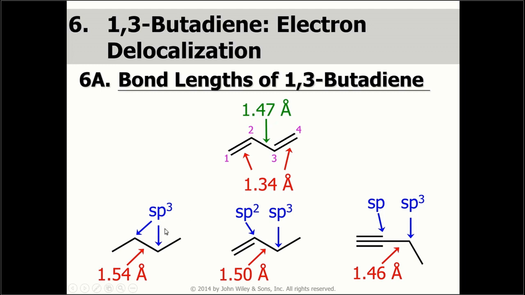So a normal sp3 hybridized carbon bond, so two sp3 hybridized carbons bonding to each other, that's 1.54 angstroms. So butane, that central bond, is 1.54 angstroms. If we make this carbon sp2 hybridized, then it goes down to 1.5 angstroms. And if we make one carbon sp hybridized, then it goes down to 1.46 angstroms. So you can see that as we add more p character to either one of those carbons, it's going to bring that bond length down. And there's a little bit of an extra factor in here due to that conjugation.